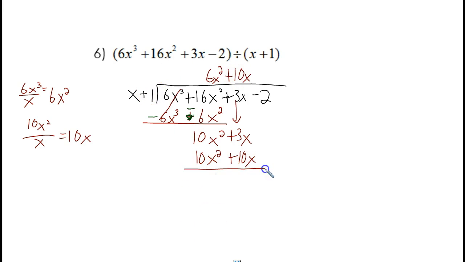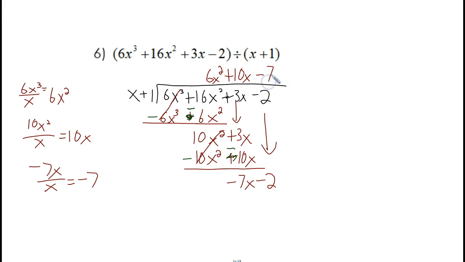When I subtract, I have to change both signs. 10x squared minus 10x squared cancels out, and they should always. 3 minus 10 is negative 7x. Bring down this last part here, minus 2. And I do it one more time. I ask myself, how many times does x divide evenly into negative 7x? It goes in negative 7 times.